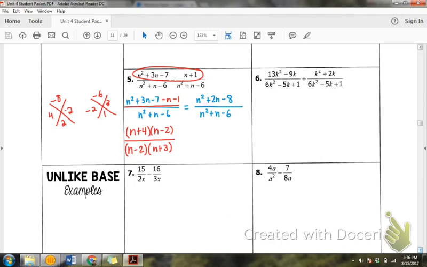All right, if we're factoring, we get n plus 4, n minus 2 on the top, n minus 2, n plus 3 on the bottom. So we can cancel out our n minus 2's, which gives me n plus 4 over n plus 3. Raise your hand if you have this final answer, please.